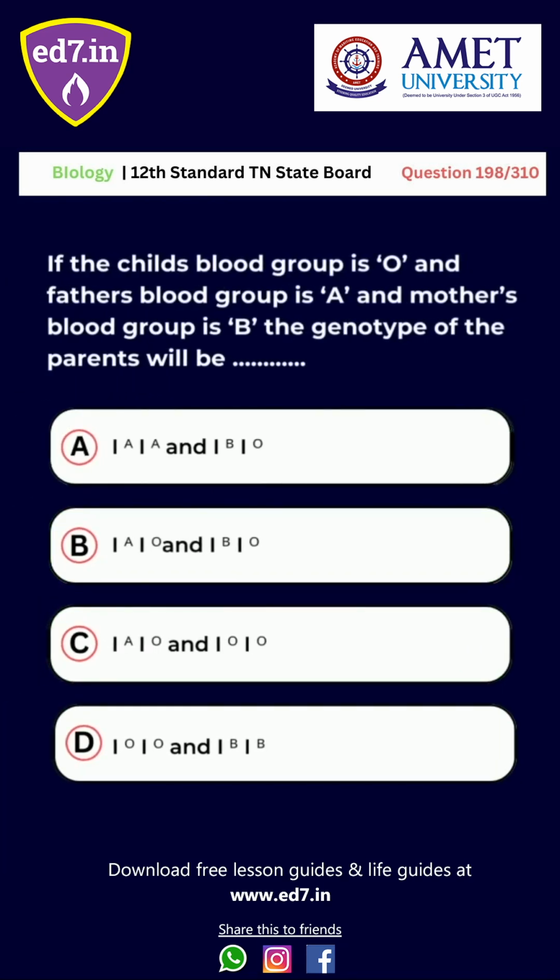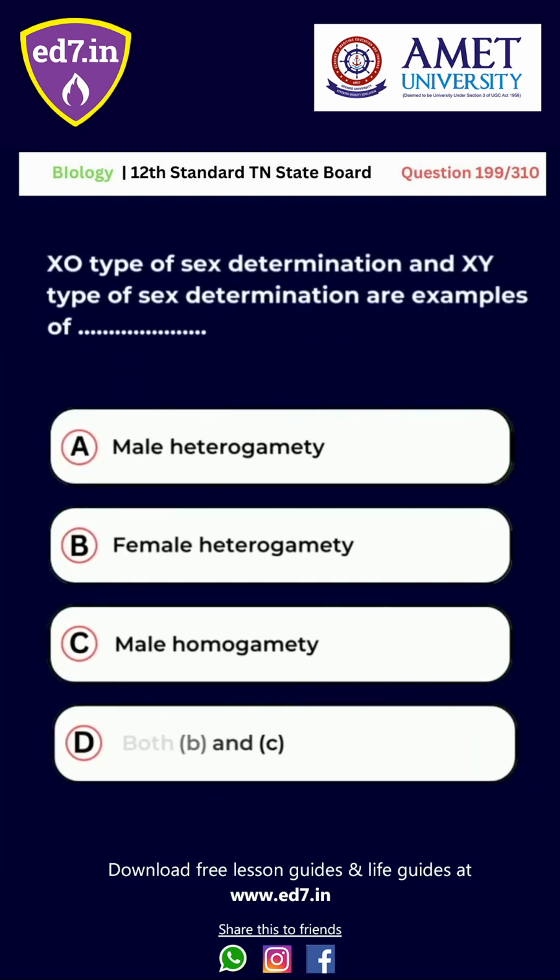Question number 198. If the child's blood group is O and father's blood group is A and the mother's blood group is B, the genotype of the parents will be option A, IA IB and IO. B, IAIO and IBIO. C, IAIO and IOIO. D, IOIO and IBIB. And the right answer for this question is option B, IAIO and IBIO.